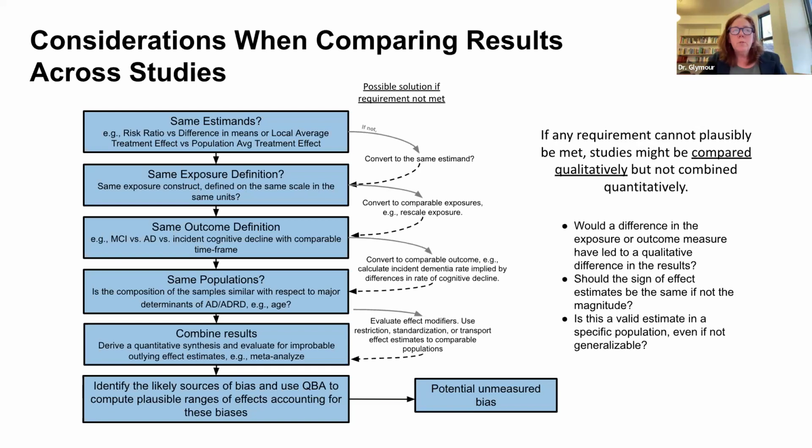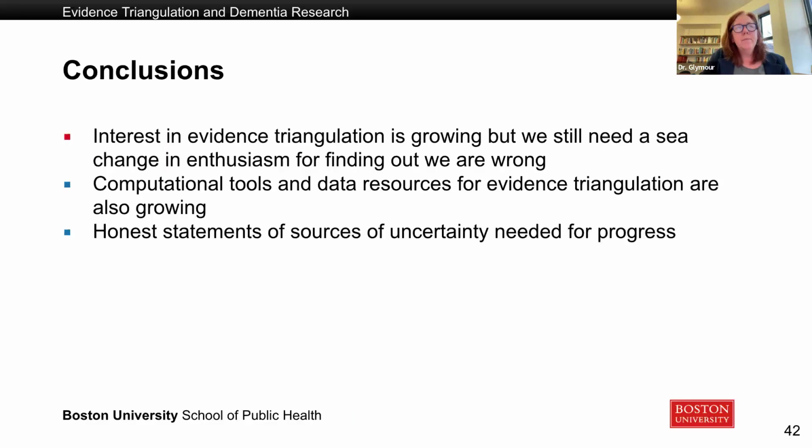Are there true differences between populations? I think the new transport methods are fantastic and very promising to address this. And we need to ask all these questions before we combine results. And likewise, identify likely sources of bias and use bias analysis to correct them.